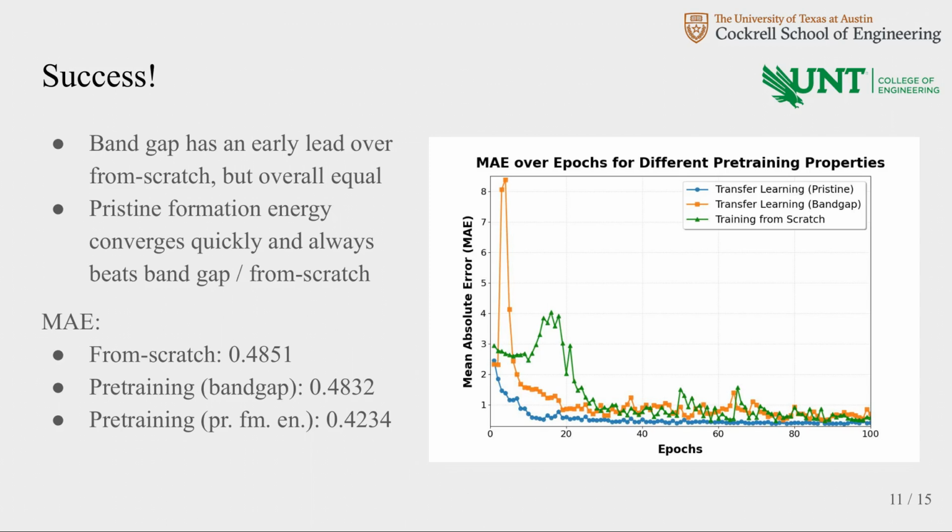So for the thing we actually care about, pre-training with pristine formation energy, the property that has a lot of pre-training data and the property that's most similar to defect formation energy, that does a very, very good job. It stabilizes very quickly. It's very stable, even from the beginning. There's not really any jumps. And it has the best performance here, 0.42 compared to 0.48 for both. So pre-training on the related property is extremely good.